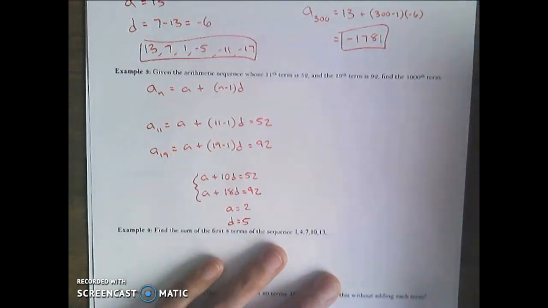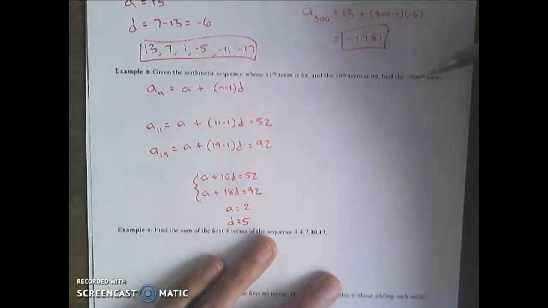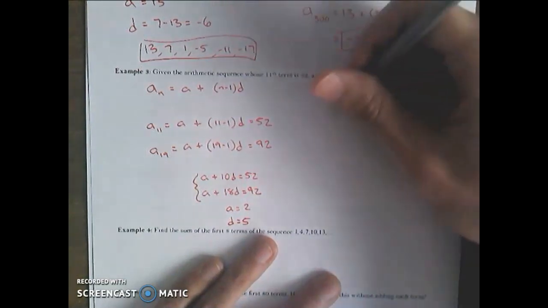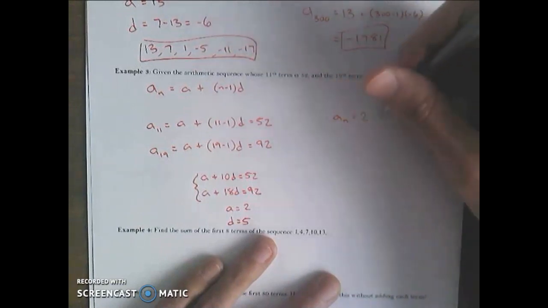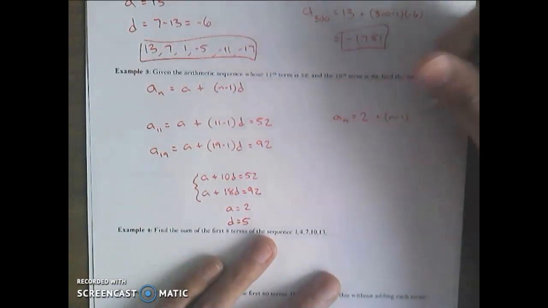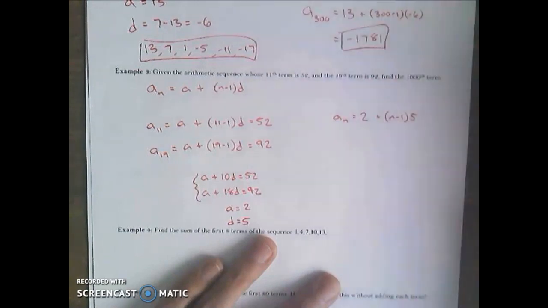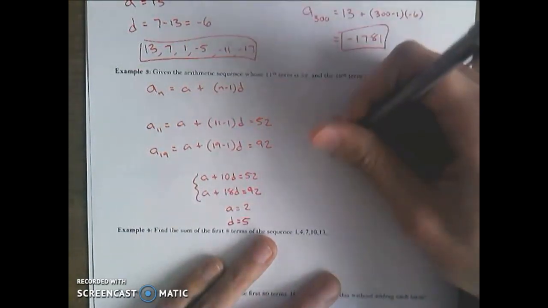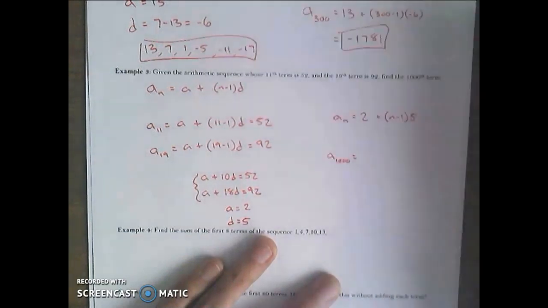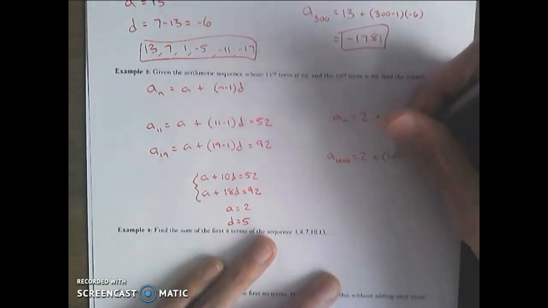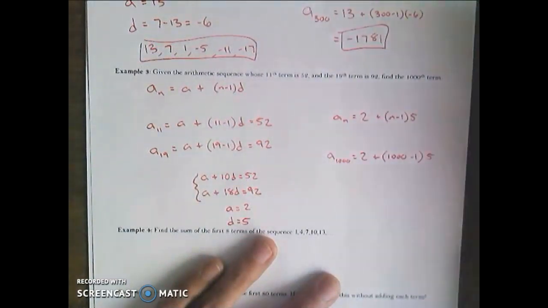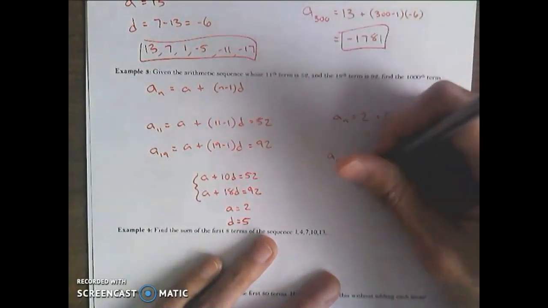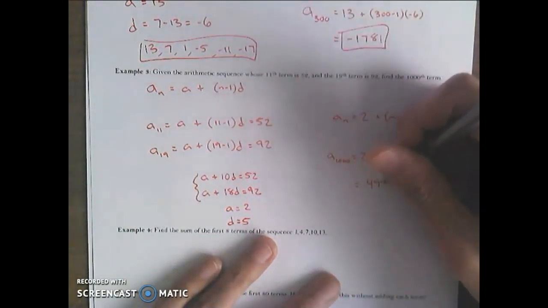So when we plug it in, we want to find the 1,000th term. In general, we have an equals a, which is 2, plus n minus 1 times d, which is 5. We want the 1,000th term, so we're finding a 1,000. We have 2 plus 1,000 minus 1 times 5. 1,000 minus 1 is 999 times 5 plus 2 is 4,997.